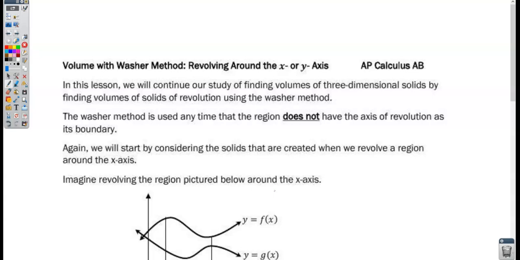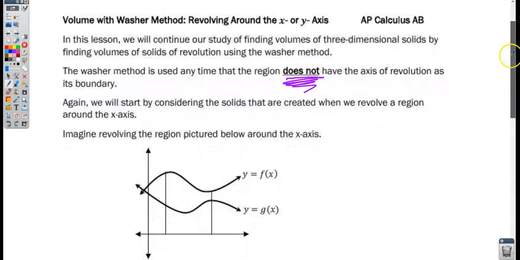The big difference between these two is when they're used, and there's a little bit of difference in how we set them up. When we talked about the disk method, we said we're going to use that anytime the region has the axis of revolution as its boundary. Well, the Washer method we're going to use anytime the region does not have the axis of revolution as its boundary. Let's start by looking at a region that will lead to a washer-based solid.